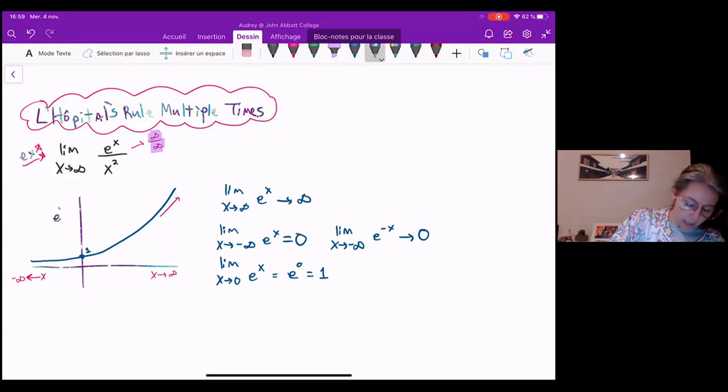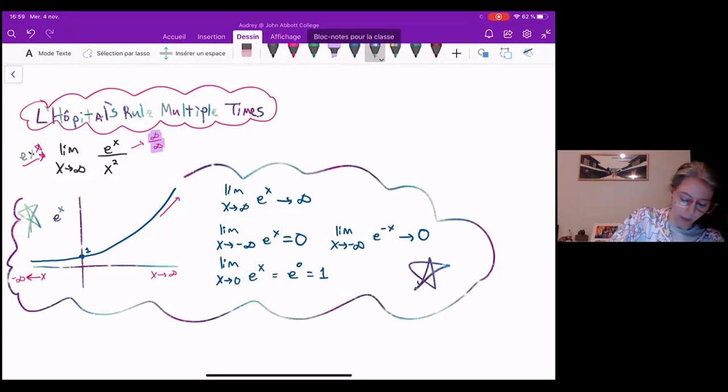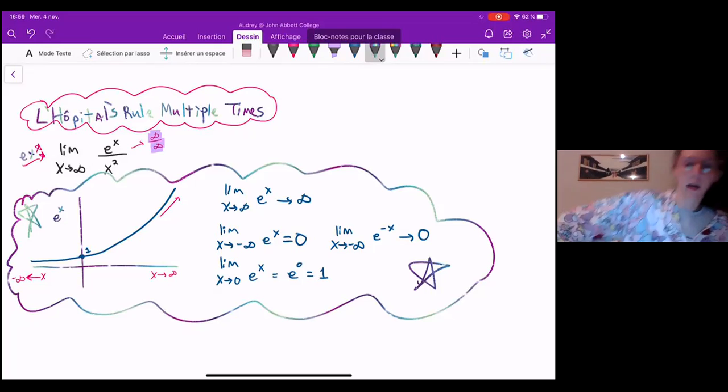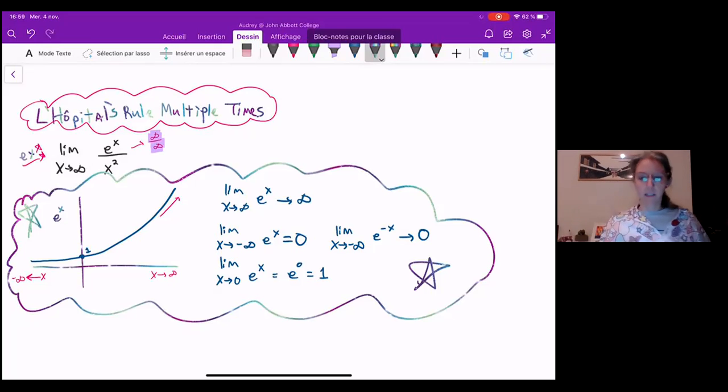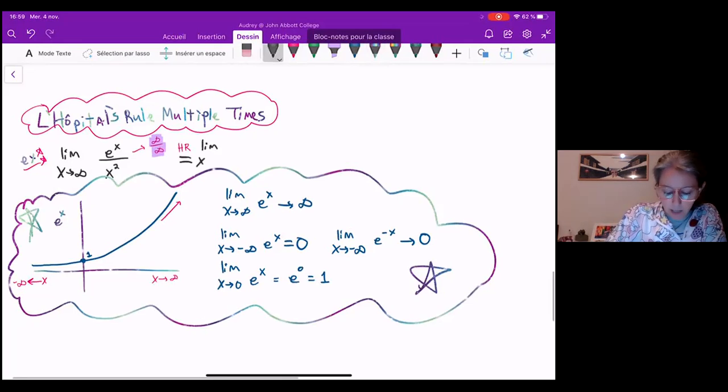So that is e to the x, and these are some limits that you should be comfortable with that might be hard to do just with a calculator or what you've learned in the past. You need to know that the limit as x goes to infinity of e to the x is infinity, and negative infinity gives 0. All right, so here we got infinity over infinity, so we're going to apply L'Hopital's rule. Let's not forget to write our HR on top. So then I get the limit as x approaches infinity of e to the x over 2x.